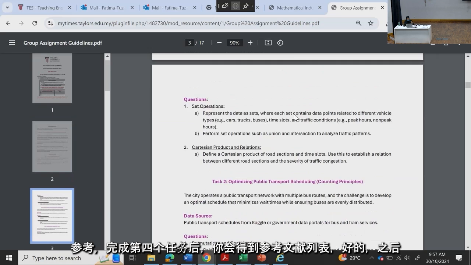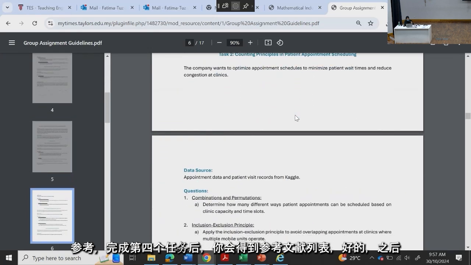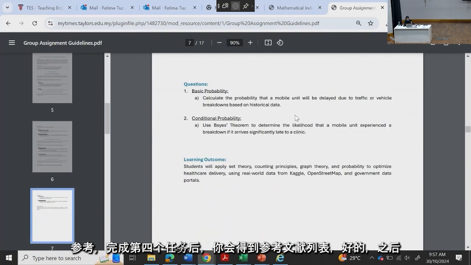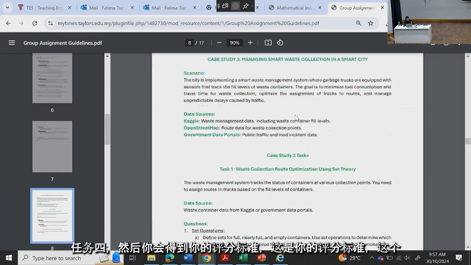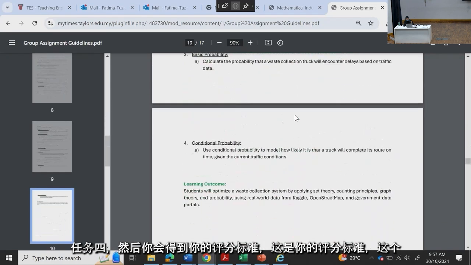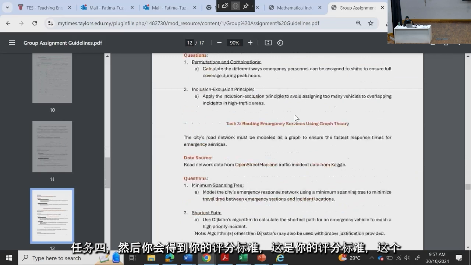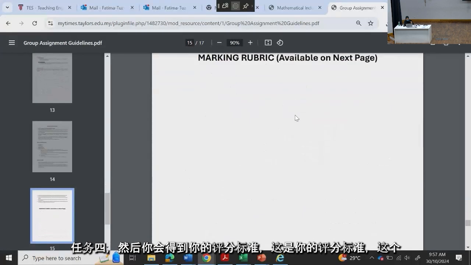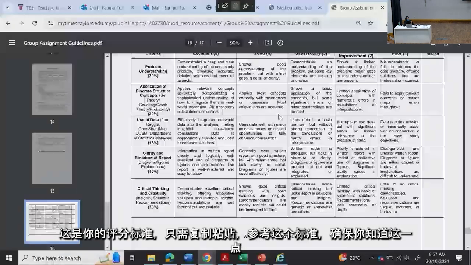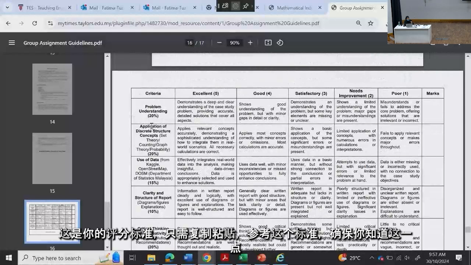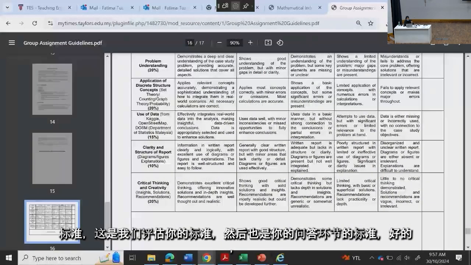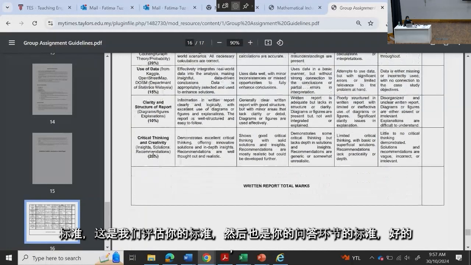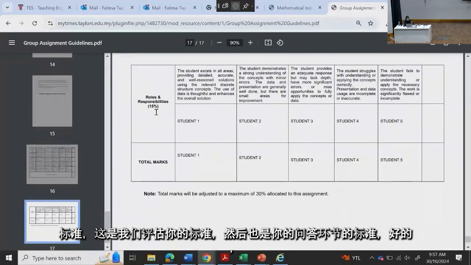After you are done with task 4, you will have your list of references. Then after that you will have your marking rubric. Here is your marking rubric, just copy paste it. Refer to this criteria. Make sure that you know this criteria. This is the criteria that we will assess you on, and for your Q&A session also.